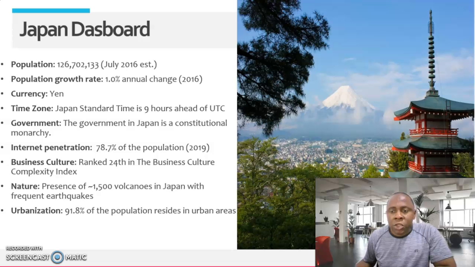The internet penetration in Japan is about 79% of the population, which makes it a good candidate for e-commerce. In nature, Japan has approximately 1,500 volcanoes, which have contributed to the common occurrence of earthquakes and other natural disasters. The urbanization is about 92% of the population that resides in urban areas.